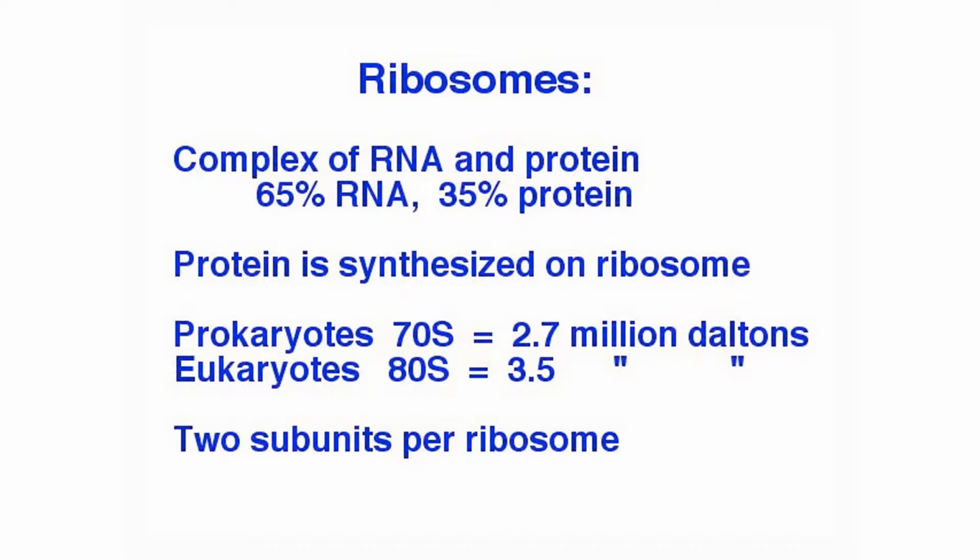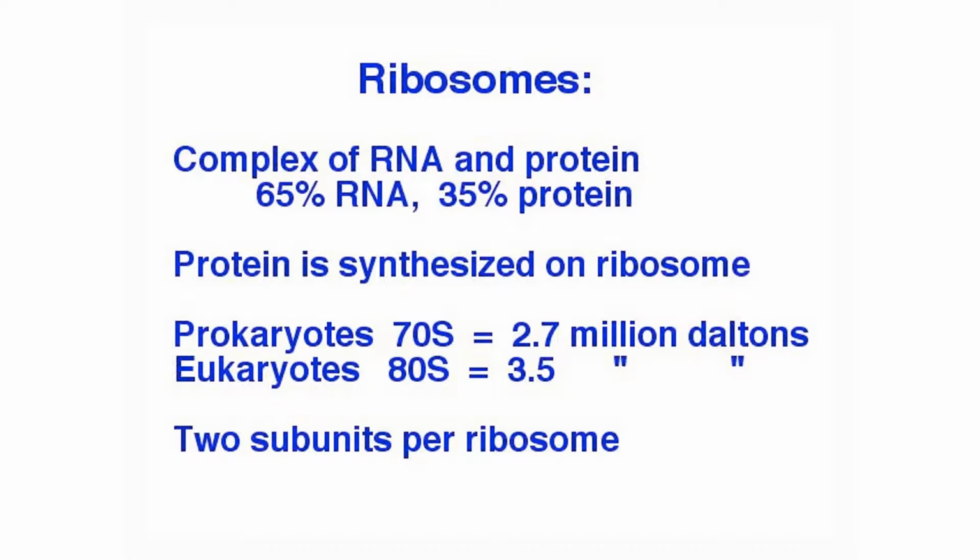Protein synthesis takes place on ribosomes. So now we're going to look at the components of the ribosome. They are complexes of RNA and protein, about 65% RNA and 35% protein. There is one large subunit and one small subunit.